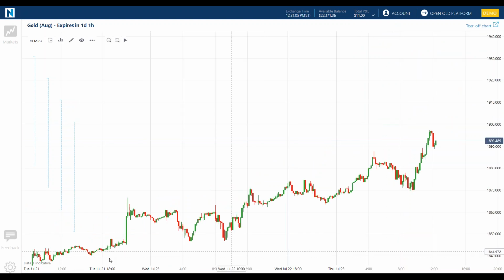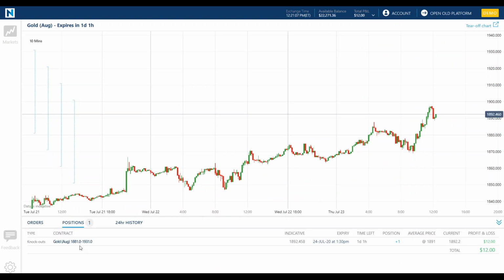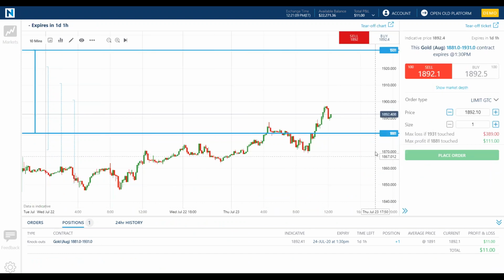Now let's go back to my long side. I'm going to go back down to my positions and click on this position. And just by the way, if you're curious who's making the prices here on the bid and the offer, it is not Nadex. We are just an exchange in this product.